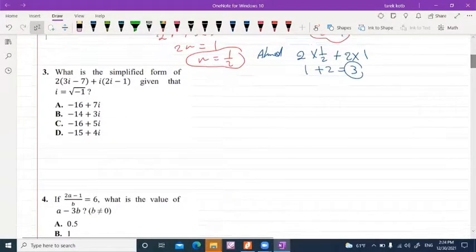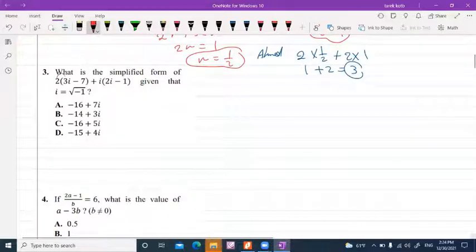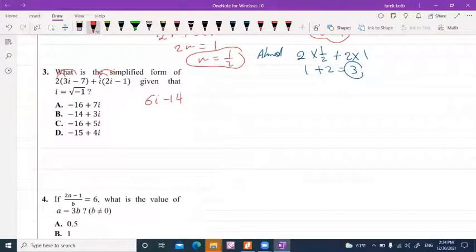Question number 3. What's the simplest form of 2 times 3? These are 2 complex numbers. Let's see how to simplify them. First, distribute the 2 and distribute the negative i. 2 times 3i equals 6i. 2 times negative 7 equals negative 14. i times 2i equals i squared, which is negative 1, times 2 equals negative 2.